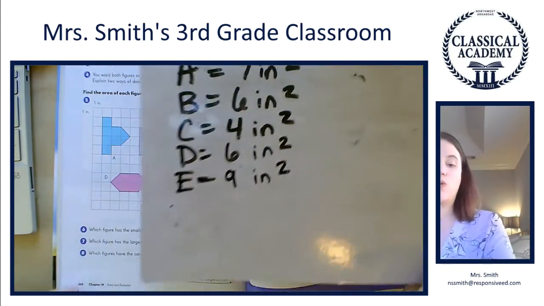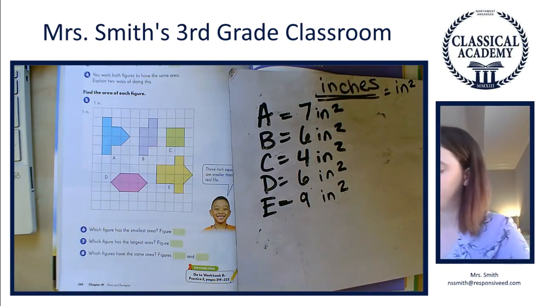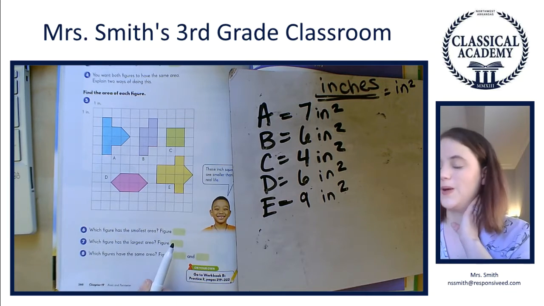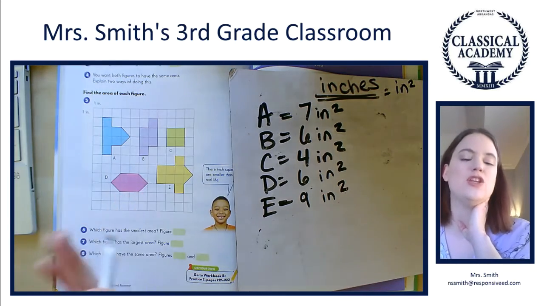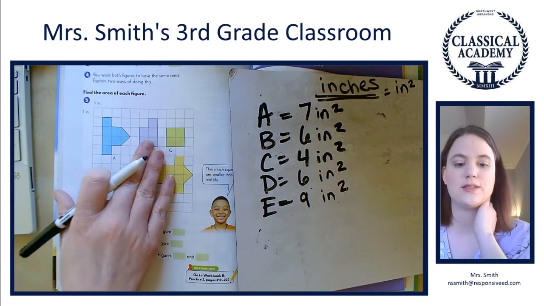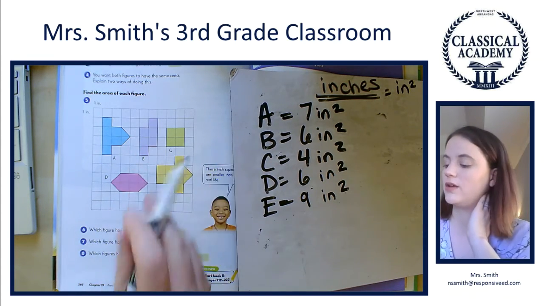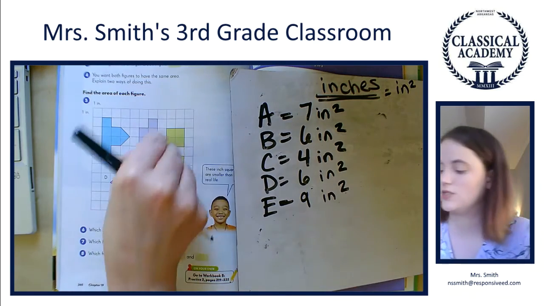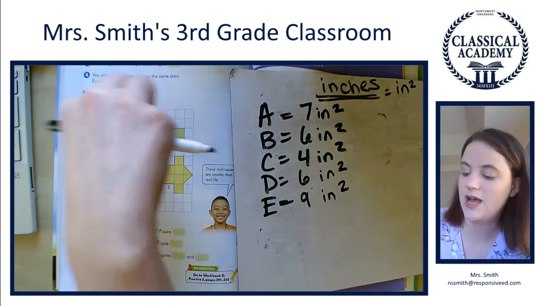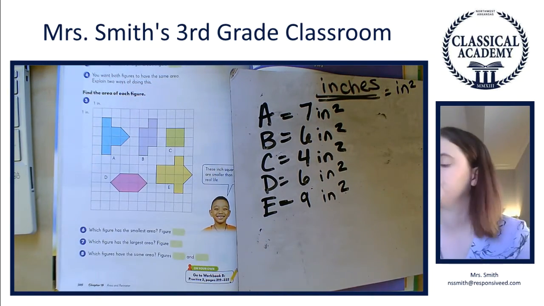Now we can answer the questions using our data. Which figure has the smallest area? Well, just by looking at it, can you see which one is the smallest? C. Do the numbers match? Yes, C, 4 inches squared. You can actually fit C, which is pretty close to this, inside each of these other shapes.